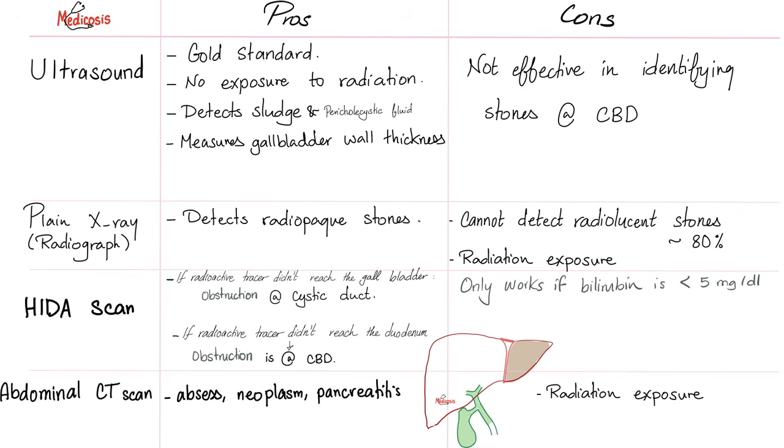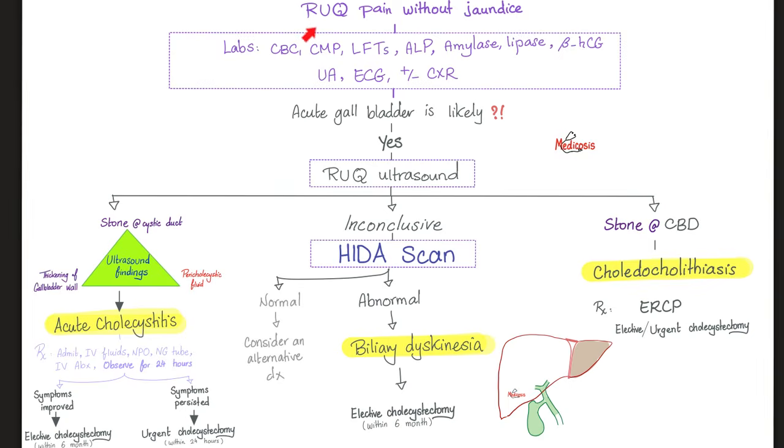HIDA scan. Pros, it tells you if the obstruction is in the cystic duct or in the common bile duct. How do I know that the obstruction is in the cystic duct? The tracer is leaving the liver but not entering the gallbladder. Okay. How do I know that the obstruction is in the common bile duct? The tracer is leaving the liver but not reaching the duodenum. Last, abdominal CT. Pros, it detects abscesses, cancers, pancreatitis. Cons, too much radiation.